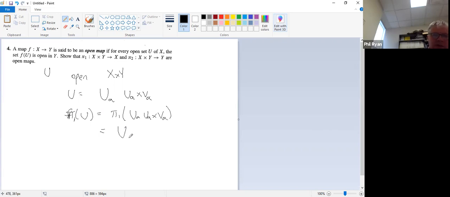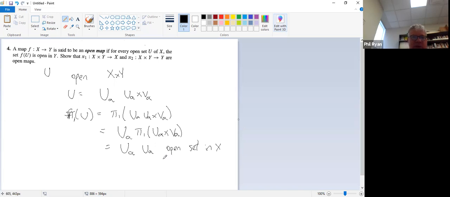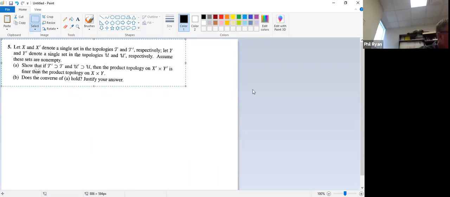which is going to equal the union of the individual images, which of course is just going to be the union of the U alphas, which is an open set in X. Okay, and that shows that. And of course, this argument will fail to show that it's a closed map. And in general, actually, it is not a closed map. Okay, for this one here.